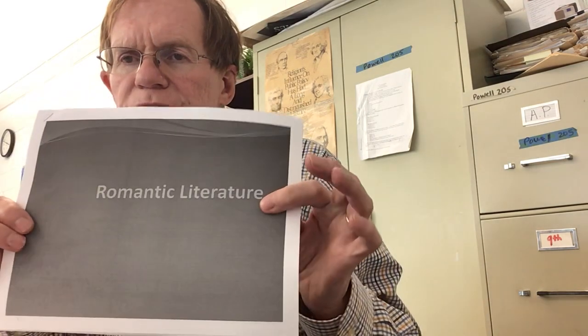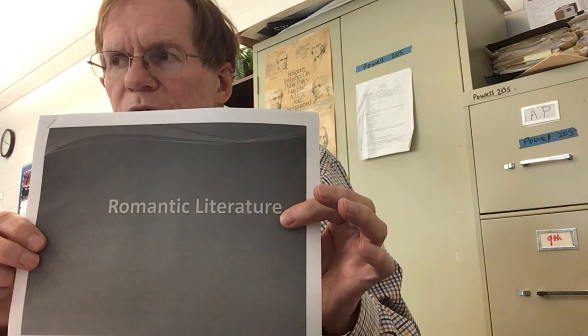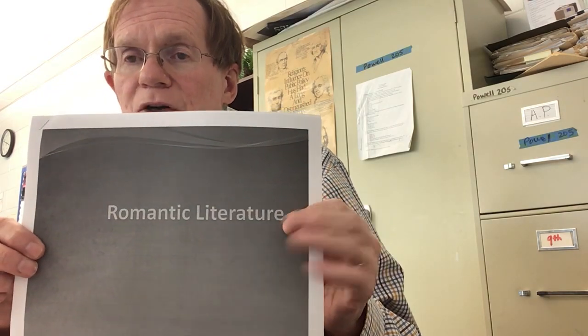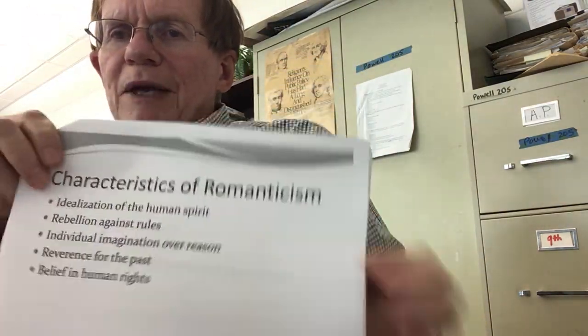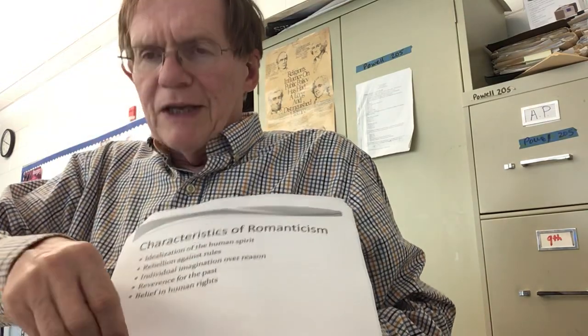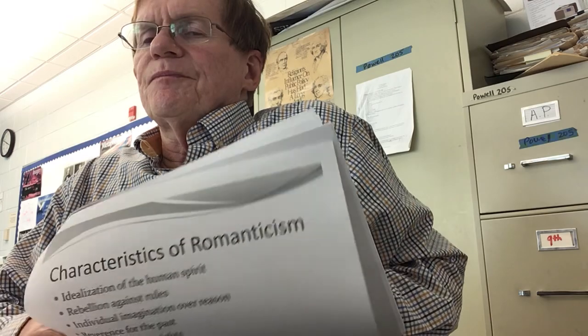First of all, this is a copy of the PowerPoint which is posted on my Caldwell, and I went through it just to point out some of the important items that need to be studied. There are 9 characteristics of Romanticism, and you need to study those. You need to be able to list those. So there are 9 of them altogether. Here's another group of them, so there are 5 and there are 4.